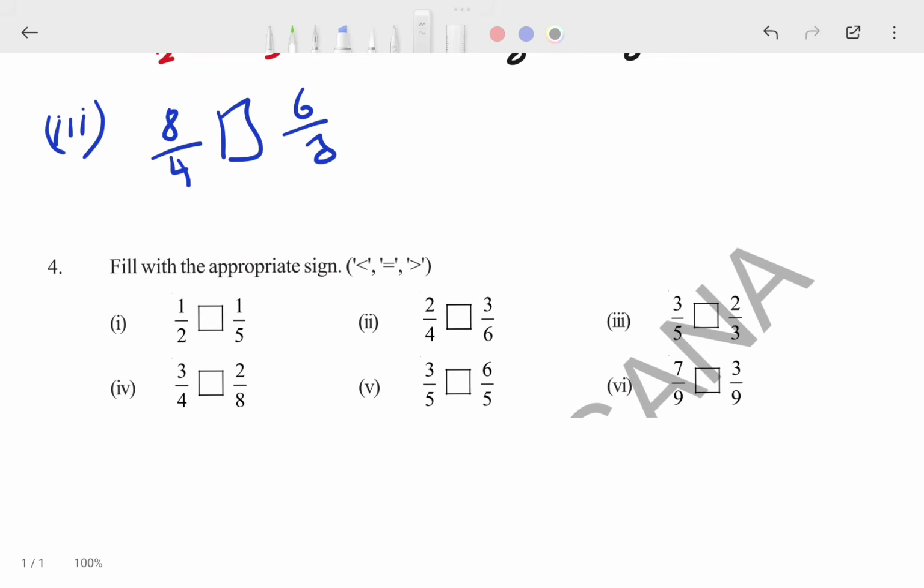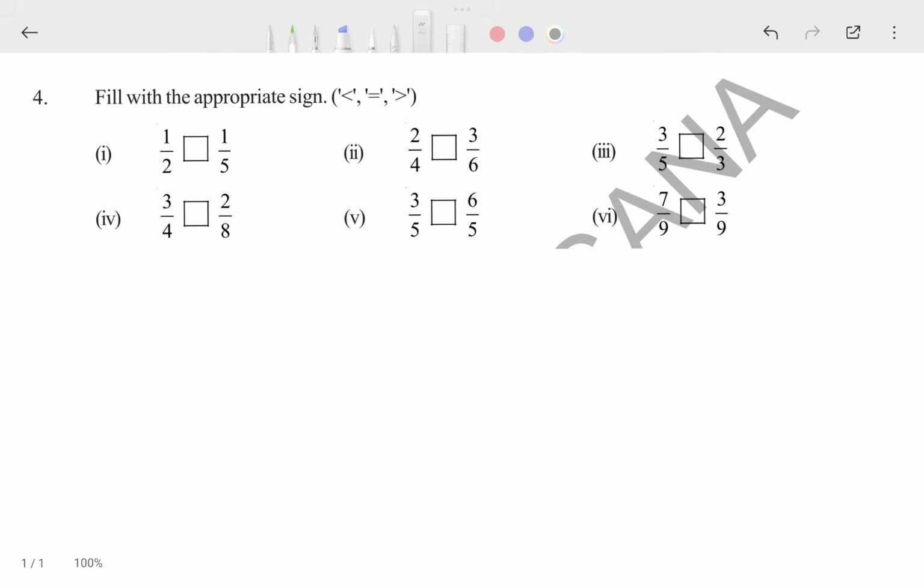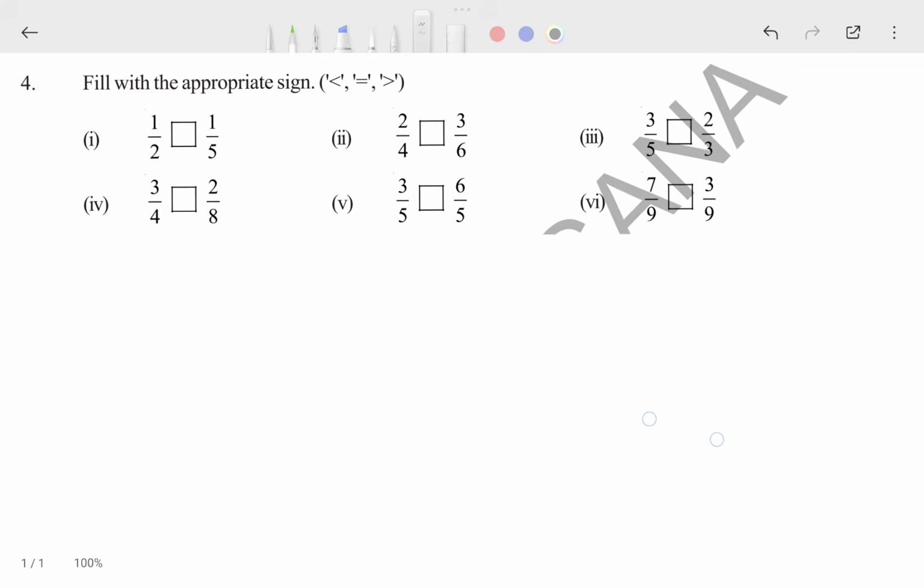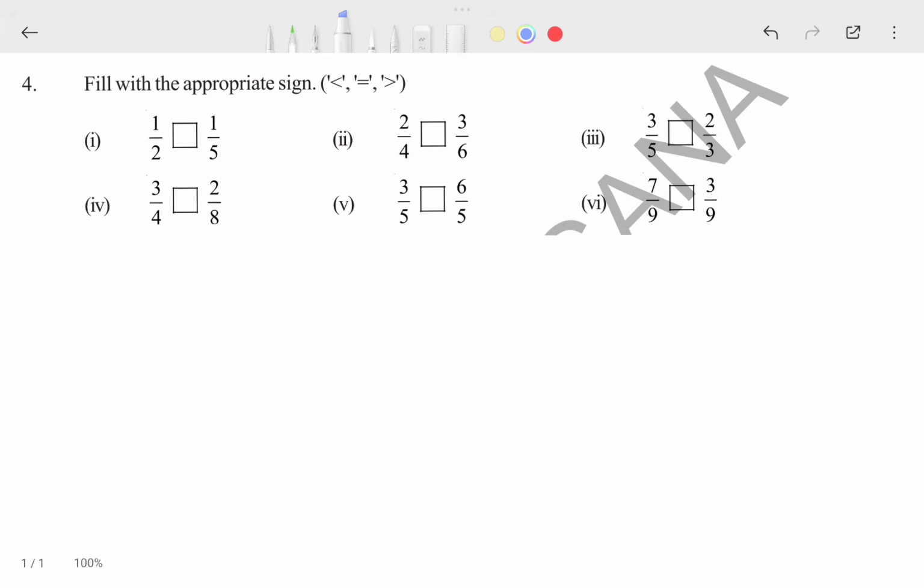Right, so now I go to this question. Fill in the appropriate symbols. Again that question only. Okay, these symbols we have to use. Again we are going to do 1 by 2. If you divide 1 by 2, you get 0 point something, and the answer is 0.5.